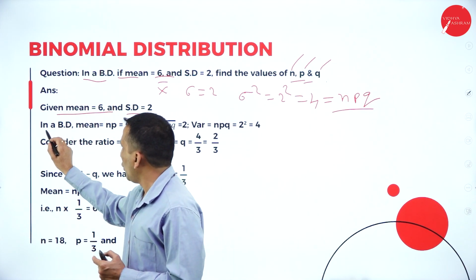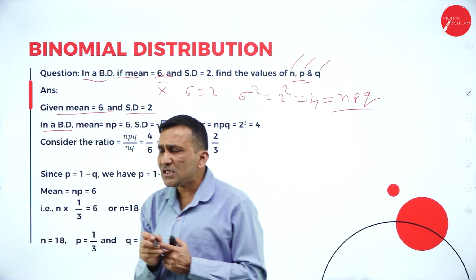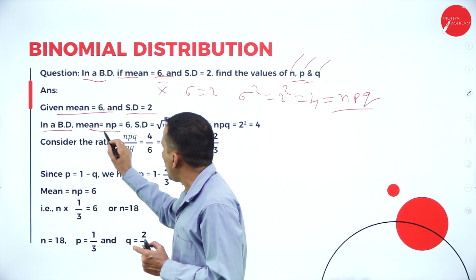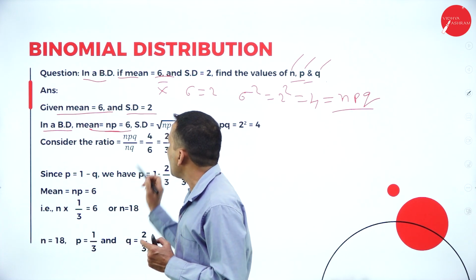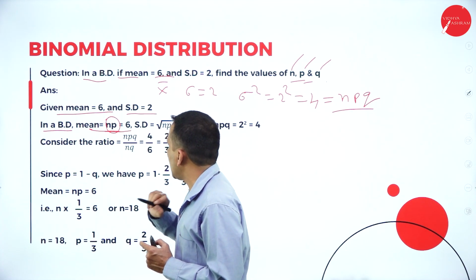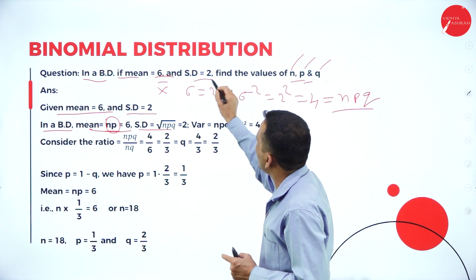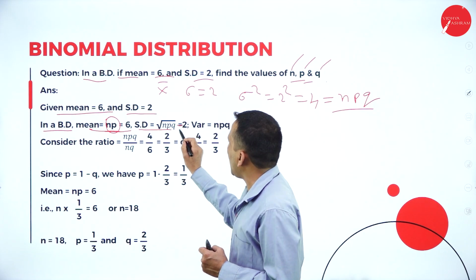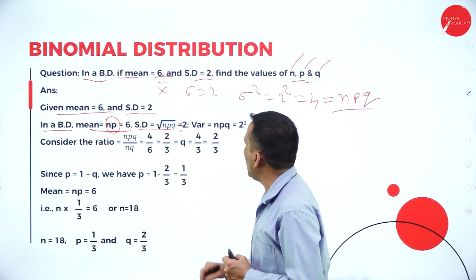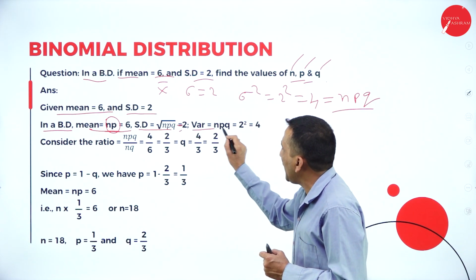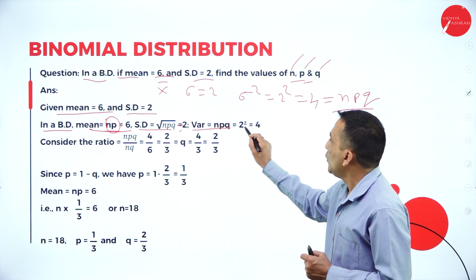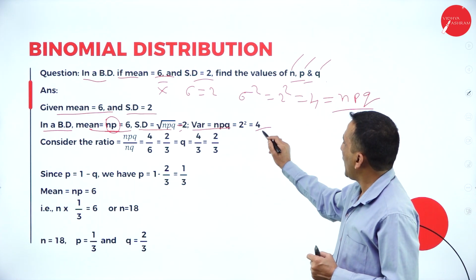So whatever I am doing here, in the binomial distribution, mean is NP. So NP is equal to 6. Okay, here NP is 6. And the standard deviation, we know the standard deviation value is 2. Now if you take the standard deviation 2 and expand the variance NPQ, 2 to the power of square, now we are getting 4.